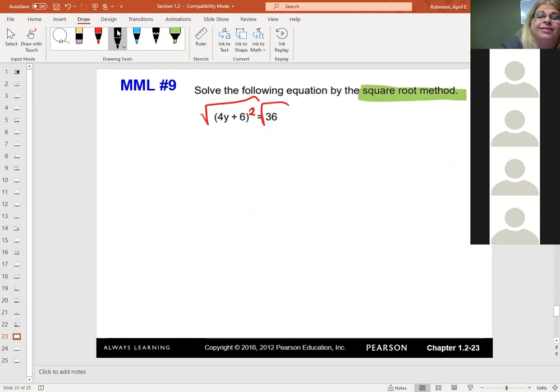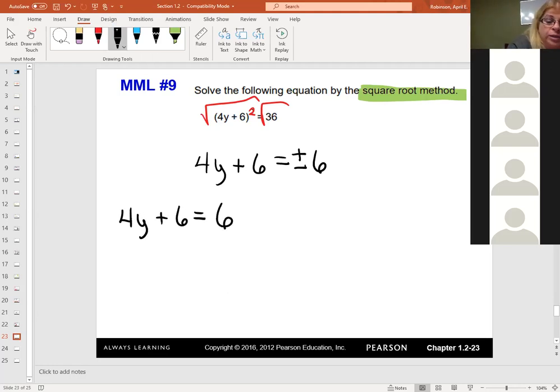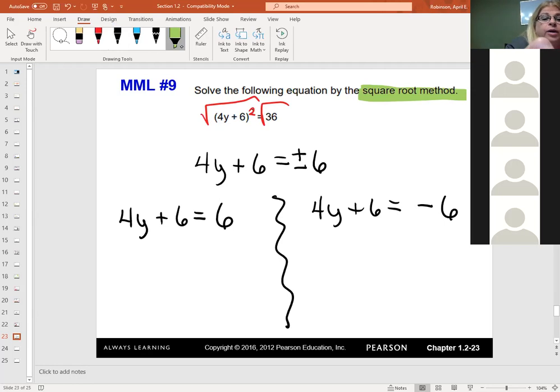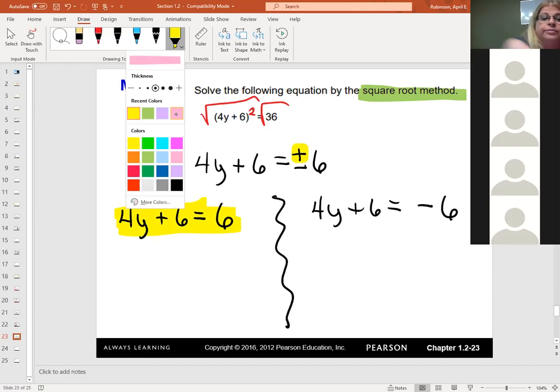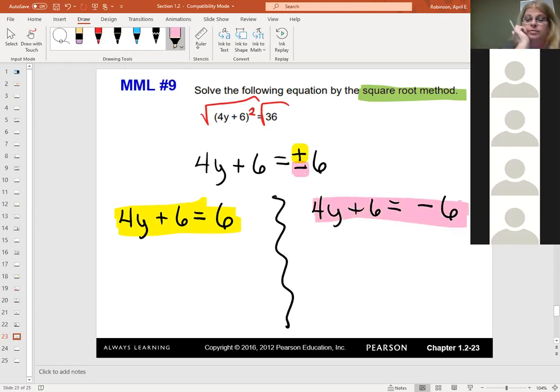Square root it. The square root and the square cancel each other out, so you're left with just the 4y plus 6. On the other side, when you take the square root of 36, you have to realize, yes, that's 6, but there are actually two possibilities, the positive and the negative. So here's where your two equations come into play. Either the 4y plus 6 is equal to the positive 6, or the 4y plus 6 is equal to the negative 6. So I considered the positive value for this one, and I considered the negative value for this one.